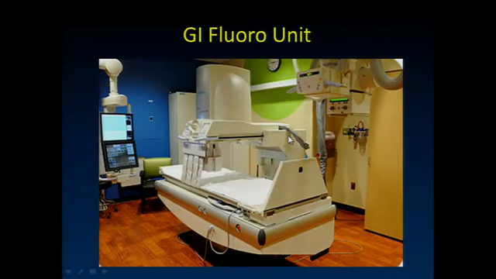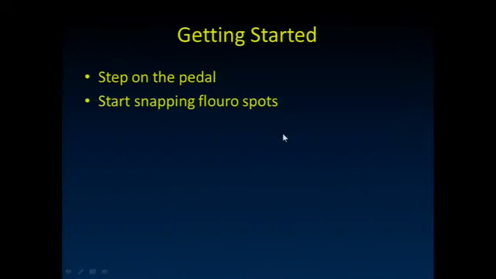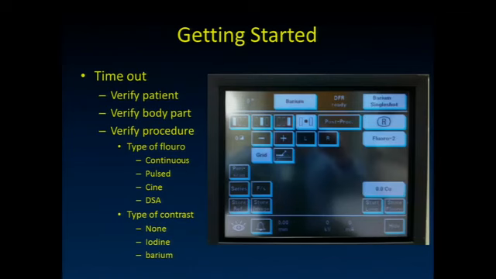So in the last few minutes here, let's finish up by talking over one of our GI fluoro systems. A GI fluoro unit, right? You just step on the pedal and you start snapping fluoro spots. Hopefully, from these first couple of talks, you'll put them in practice, and I want you to think a little more about that, especially in terms of any examination you might take. The first thing you should think about is verifying that you've got the correct patient, the correct body part, the correct procedure and everything. And then we'll get started with doing the procedure.